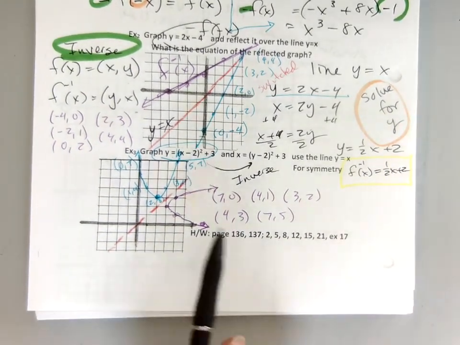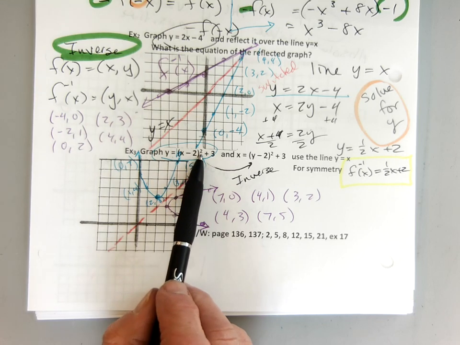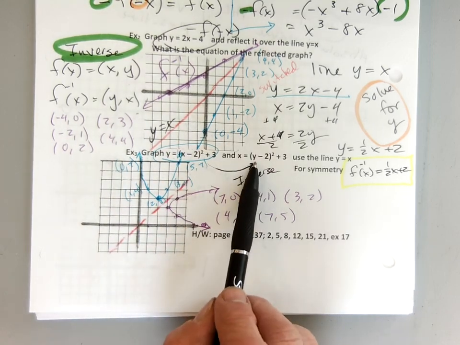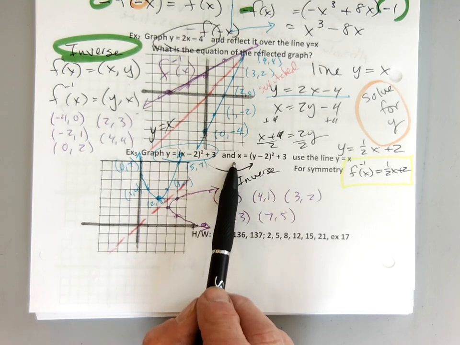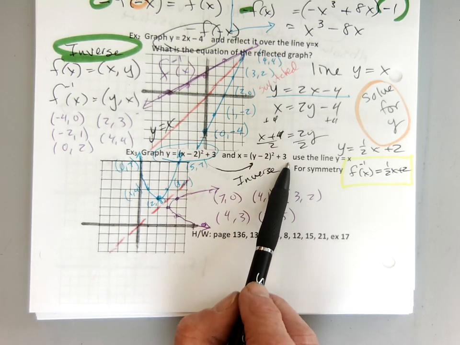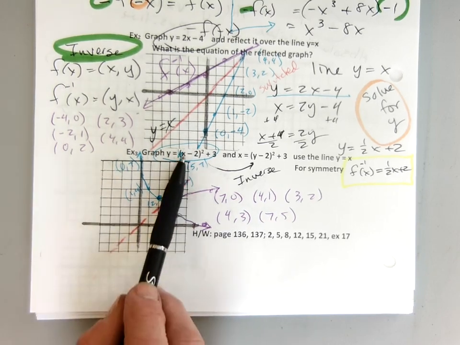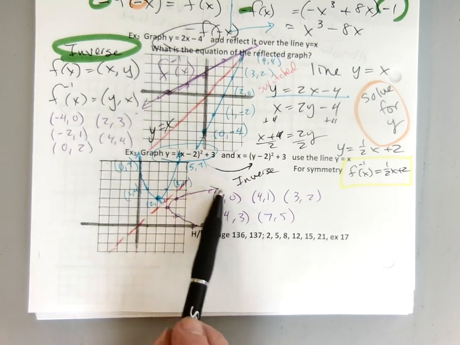Finally, on example 3, the equation y equals (x minus 2) squared plus 3 turns out to be this graph. Notice I switched the variables; its inverse would be x equals (y minus 2) squared plus 3. To graph that, I found individual points on my original function, and I switched my points, and I was able to graph its inverse equation.